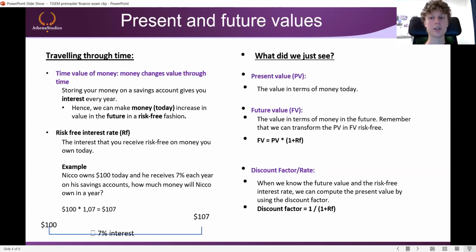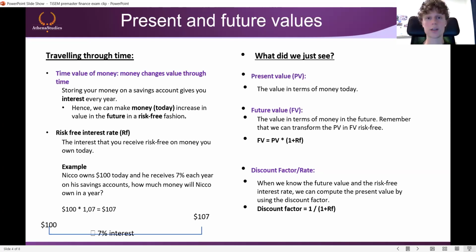Hence, when we have money today that we place on a bank account, we can actually earn money from that in a risk-free fashion. And this means that any time in finance that we are comparing the future value of something to the present value, we need to keep in mind that that money, if we had just kept it on the bank, would have gone up in value by what we call the risk-free interest rate, which is simply the interest rate that you receive risk-free on money that you currently have on a bank account.